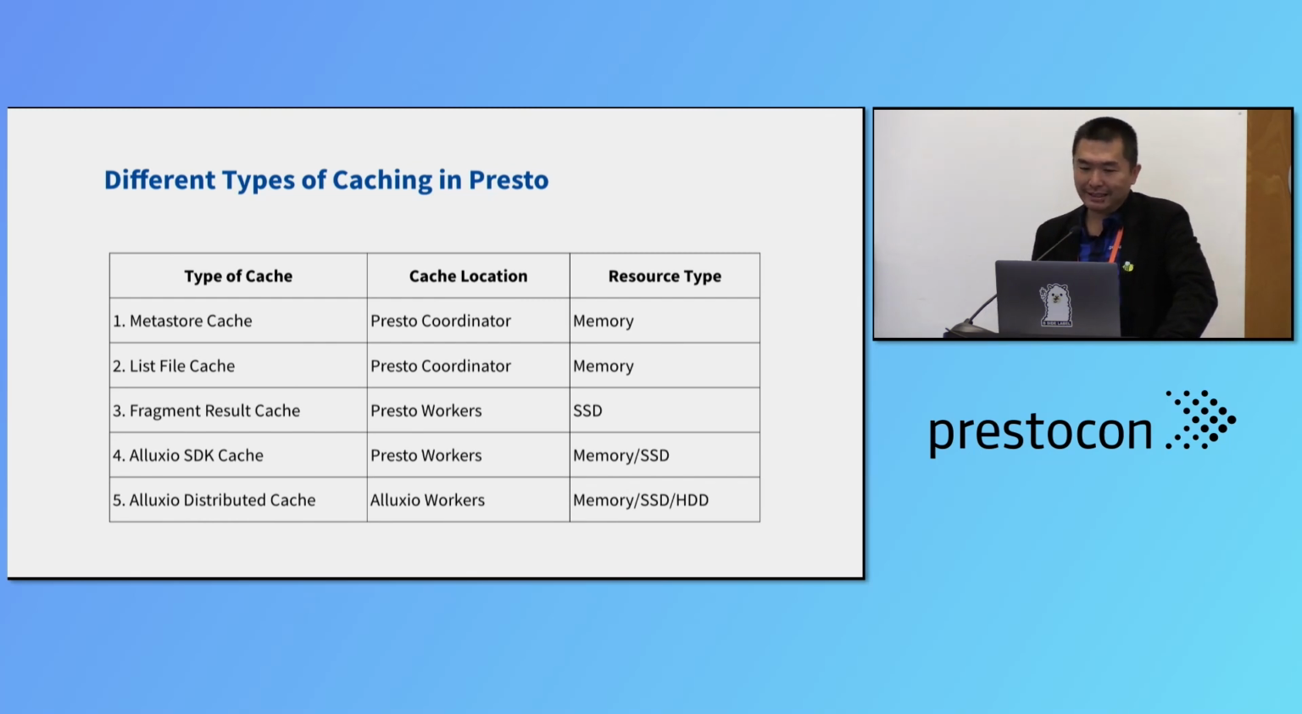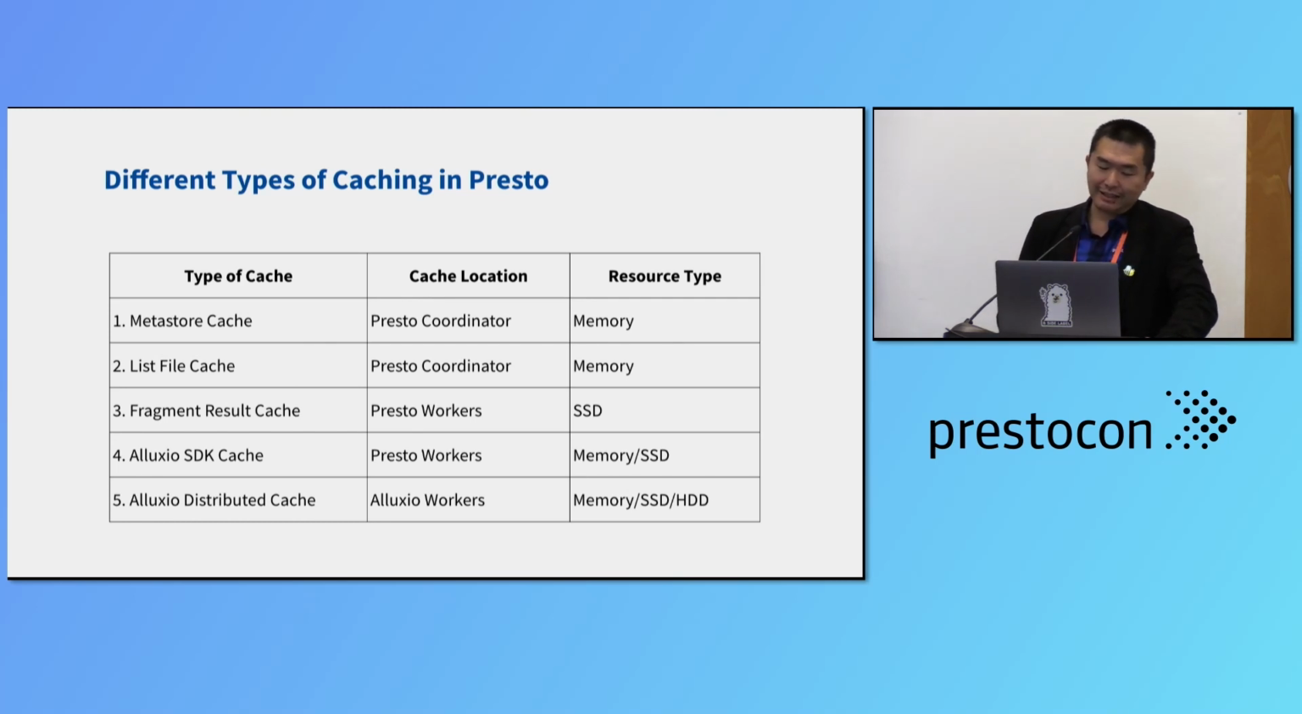You can see some of the caches are caching the metadata of the file. They work in the coordinator, and mostly use memory as storage. And some of the caches, like the fragment result cache and the Alluxio SDK cache, are more like a data cache. They cache the raw data or maybe the intermediate results. They take advantage of the local disk of Presto workers.